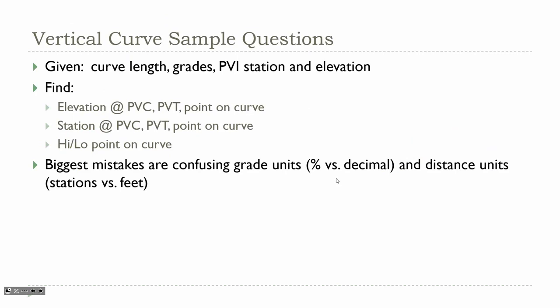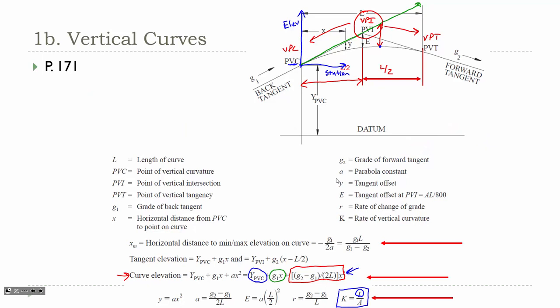Again, you're going to see at least one of these problems, possibly two, because it's such a common thing on the FE exam. You're typically going to get the VPI station and elevation, and have to calculate everything from there: the elevation at the PVC, the PVT, the stations of those, the station or elevation of a point on the curve, and also the high-low point on the curve. Forgot to circle that one.